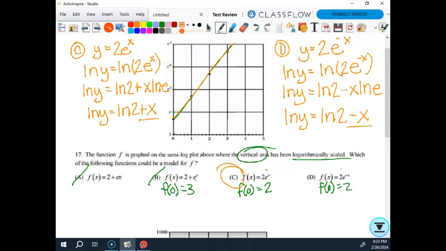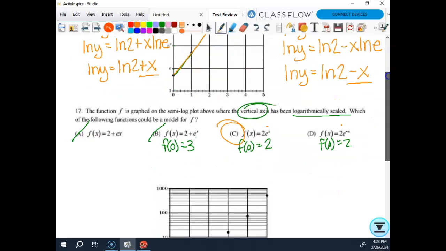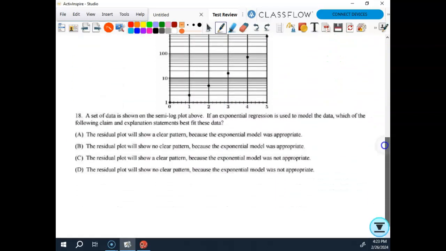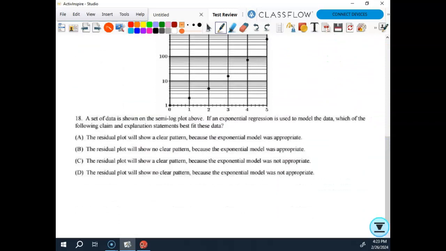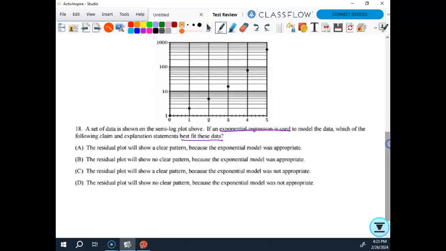All right. Now let's look at this one. It says a set of data is shown in the semi-log plot above. If an exponential regression is used to model the data, which of the following claim and explanation statements best fit these data? Okay, so remember, on a semi-log plot, if the data appears to be linear, then it would be exponential.